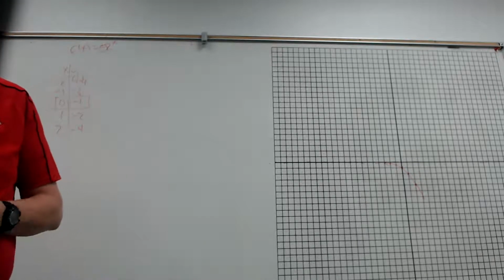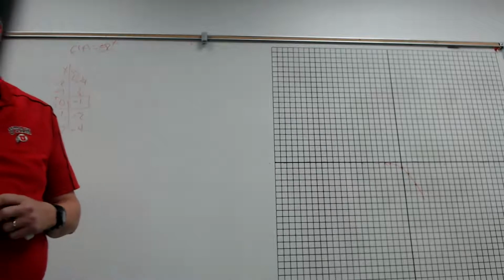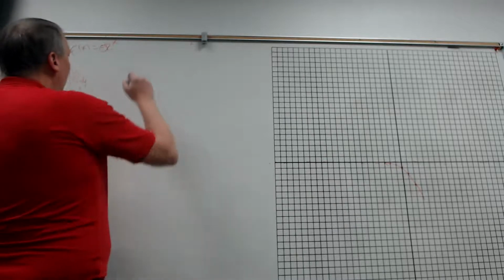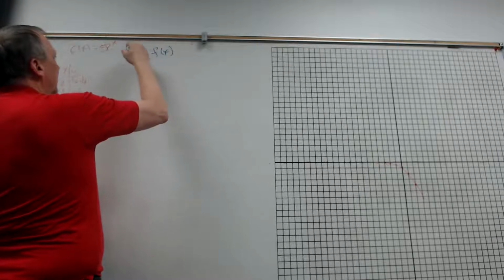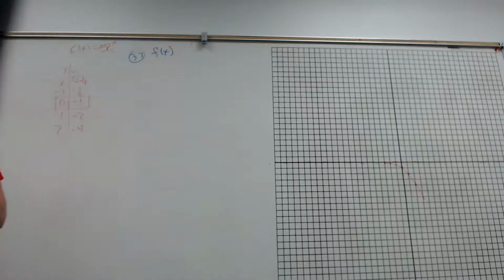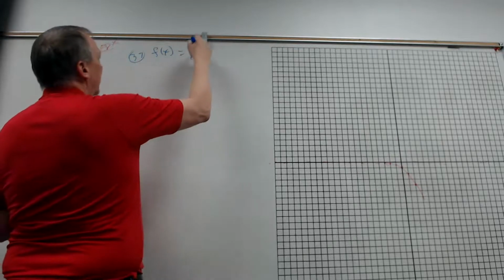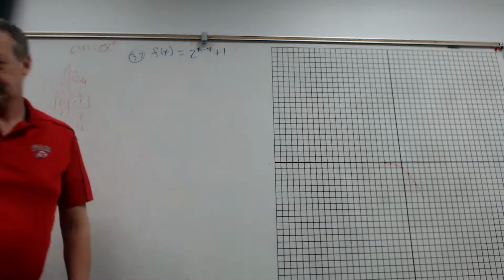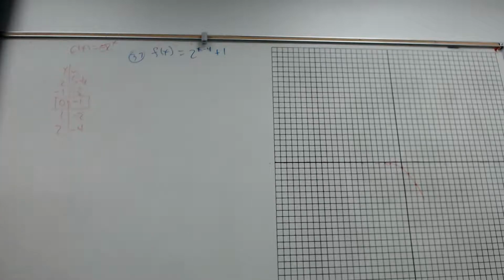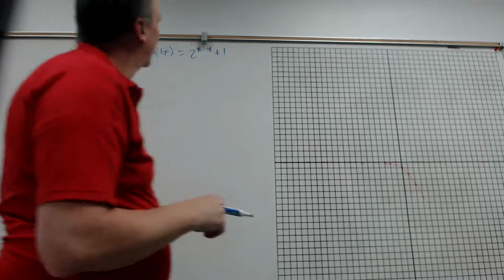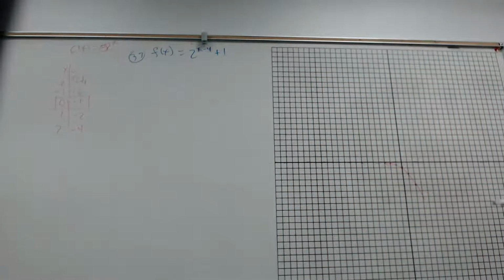How about, this is number 37. f of x equals 2 to the x minus 4, plus 1. I don't think I assigned it, but it's a good one. I should have assigned it. What was I thinking? Okay. So Mary, what do you think? How would you graph that? You do the plotting on the table, the X and Y chart. Well, we're going to try to do it without the XY table this time.